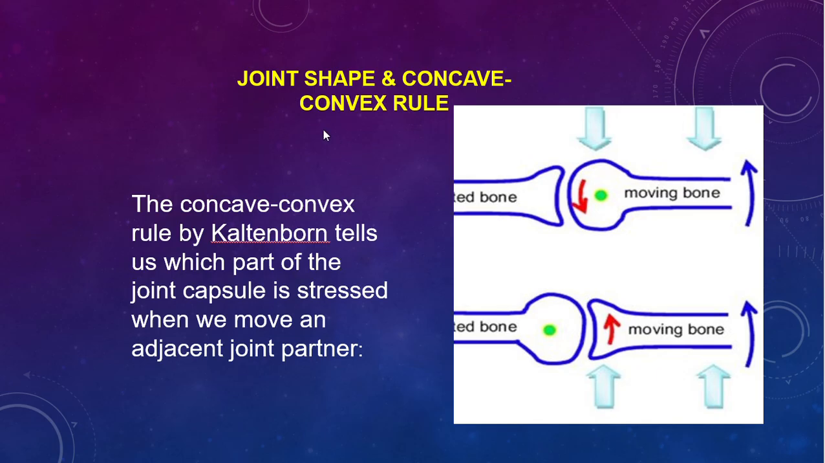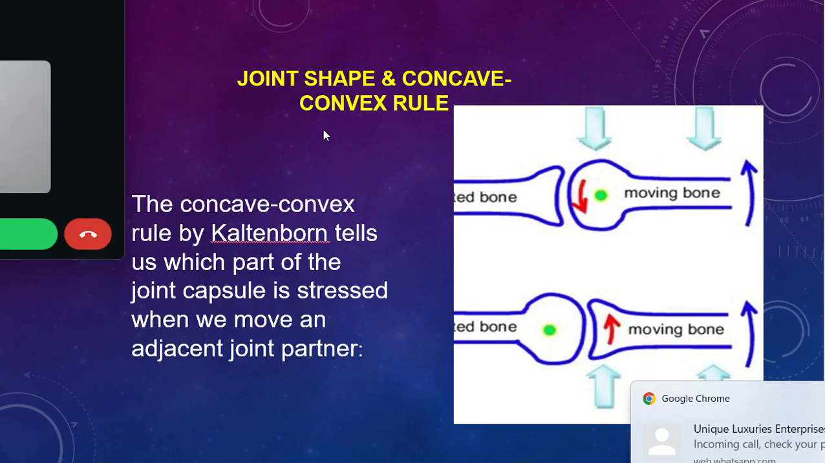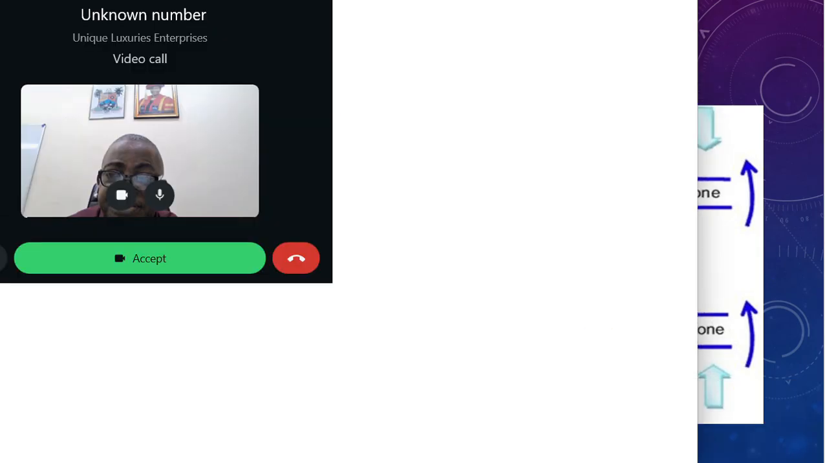Now go to slide number 25. Talking about the result that we get, there is a manipulative therapist called Kaltenborn, who came up with a set of rules that enable us to determine what we get during manipulation.